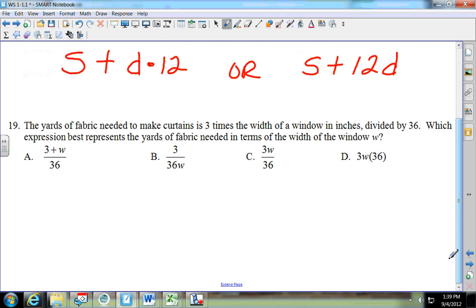The next one says the yards of fabric needed to make curtains is 3 times the width of the windows in inches divided by 36. Which expression best represents the yards of fabric needed in terms of width for the window W? It says 3 times the width, then divided by 36. Your answer you should have come up with was C.